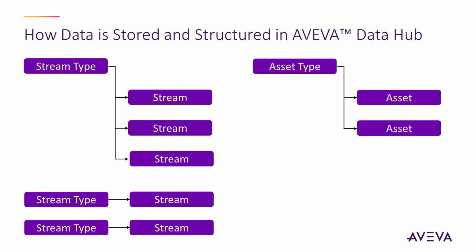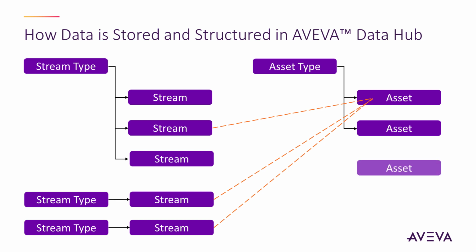Now, streams can be of various types. You can also have multiple streams per type, and these streams can then be contextualized using assets. Assets themselves do not contain any data, but they reference the underlying streams and provide a useful container for users to get a better understanding of what their streams represent. Additionally, assets can be based off of an asset type, though that is totally optional as they also do not require a type.